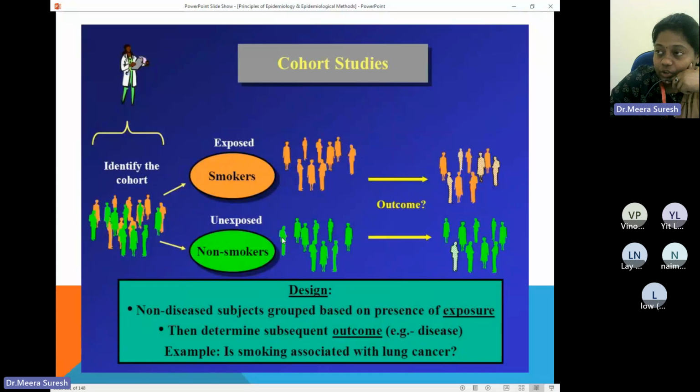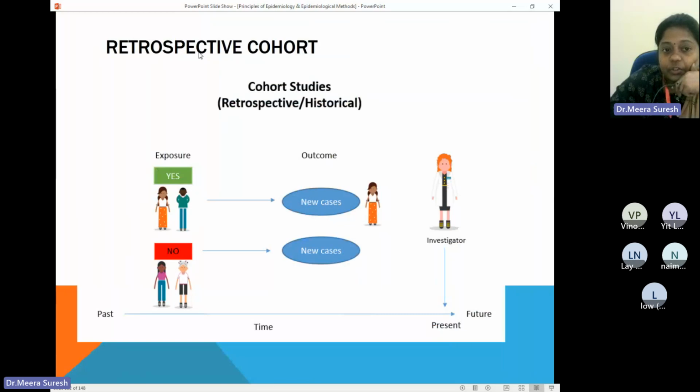Because we know it is not just smoking that results in lung cancer. It is the most important factor, but there can be other factors also which can result in lung cancer. So you're going to do a follow-up and determine how many people from both groups have developed lung cancer, or the outcome that you are going to study. So this is a follow-up group, or looking forward study, and this is the study design in case of prospective.